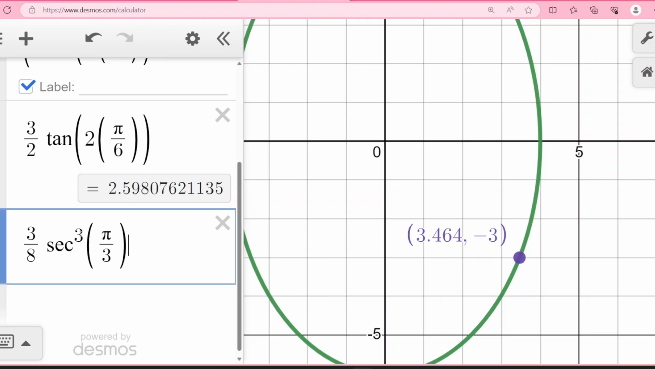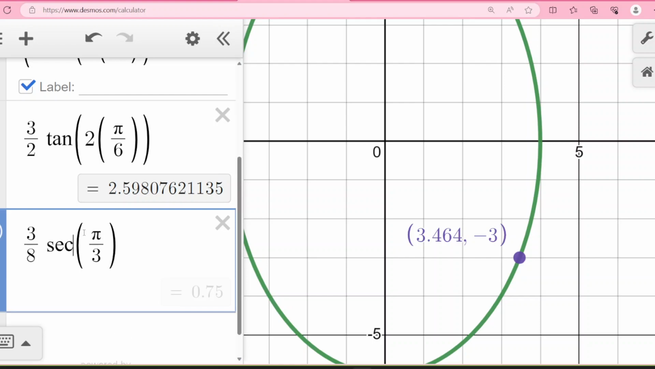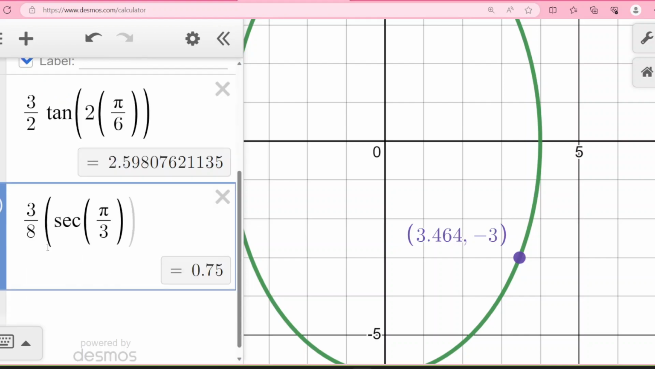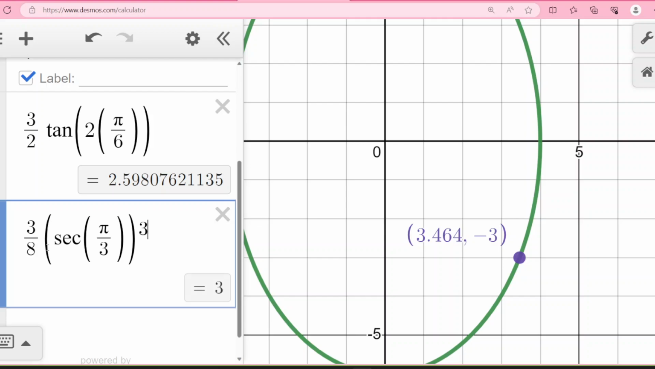Oh, I guess I got to put that inside the third power. All right, so 2 times secant of pi over 3, and then raise that to the third power on each side. There. And yeah, so see how that's positive? When t is pi over 6, I'm at this point, with a positive slope, positive first derivative, and a positive second derivative, concave up. So it's a positive slope tangent line, and concave up as we're seeing.